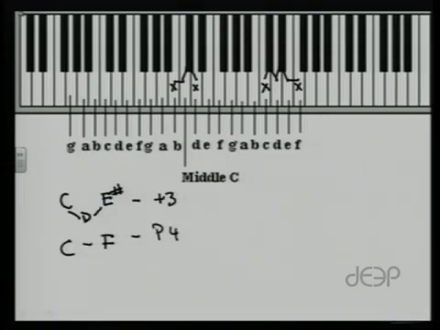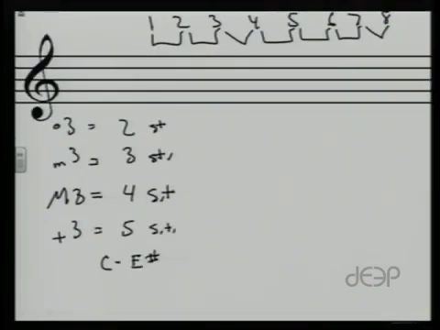So hopefully you're starting to really get a feel for that and how it works, okay? So there are thirds. Major third is 4 semitones, minor third is 3 semitones, diminished third is 2, and an augmented third is 5. Now let's go to sixths.